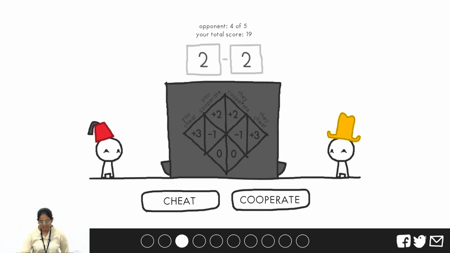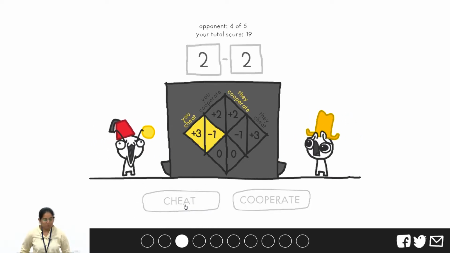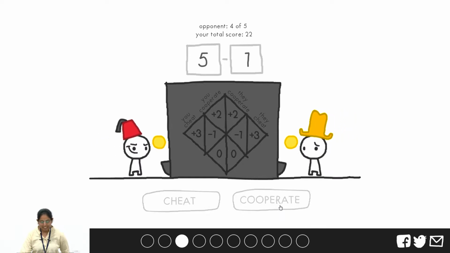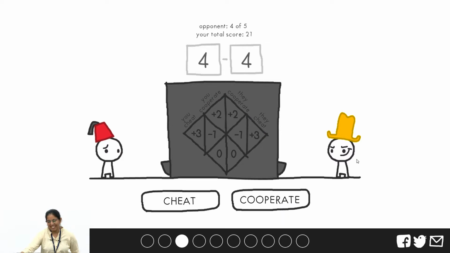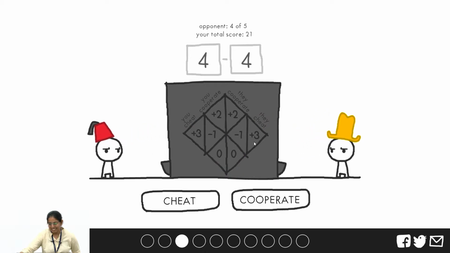Cheat. Okay, smart one. Okay, that went your way. What do you want to do? Cooperate. Okay, all right, let's cooperate. Okay, that didn't quite go your way, but okay. So what do you want to do next? Cheat. You're really confusing the other player at this point. Okay, he's probably going to think of you as a completely random player, but okay, all right.